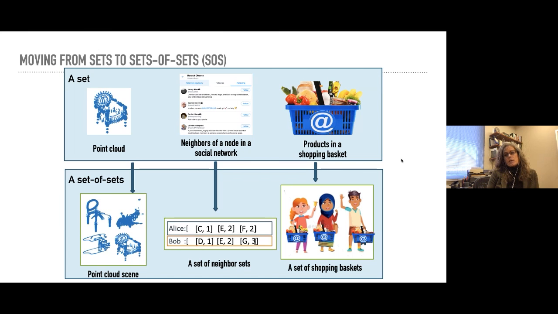And so I think Paul was mentioning shopping baskets earlier. So if you now think of the set of shopping baskets that each of your neighbors or similar users have had, that's now a set of sets. Or if you go from a one-hop neighborhood to a two-hop neighborhood and you want to represent the neighbor sets of each of your neighbors, that also becomes a set of sets.